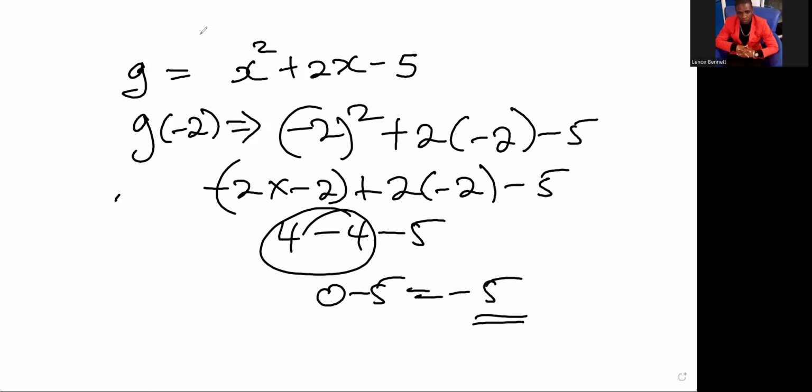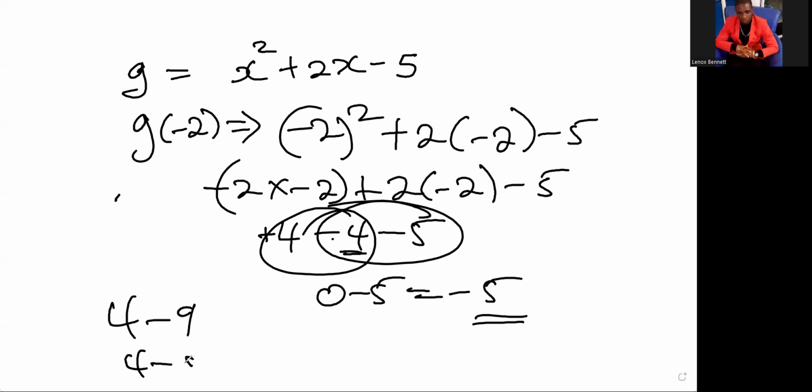Alright, one more. Explain this one again, sir. This one here. Which one? All right, I processed it and I screenshot it. Alright, so remember negative times negative is a positive, and a positive times negative is negative, right? So it's like you have 4 minus 9. Anyway, look at it, it's going to be the same.